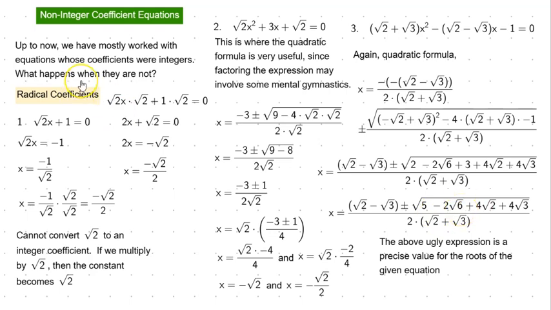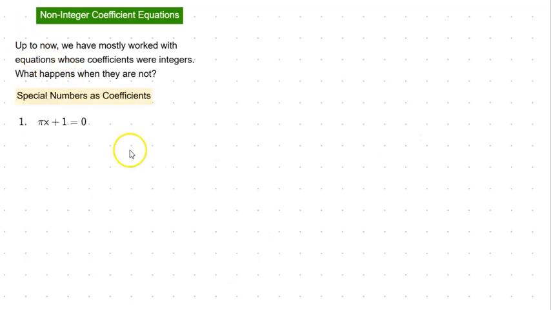Now let's look at some special numbers as coefficients. So let's look at an example. Pi x plus 1 equal to 0. So pi x equal to minus 1 and x equal to minus 1 by pi. Another example, e x square plus pi x minus 1 equal to 0. Now remember, e and pi both are constants.